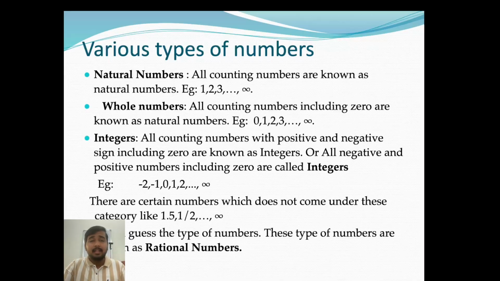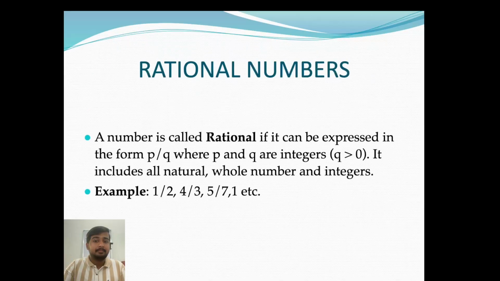Now, could anyone guess what a rational number is? Yes, a number that can be expressed in the form of p upon q, where p and q are integers and the value of q is not equal to 0. It includes natural numbers, whole numbers, and integers. For example, 1 upon 2, 2 upon 4, 4 upon 3, 5 upon 7, and so on.